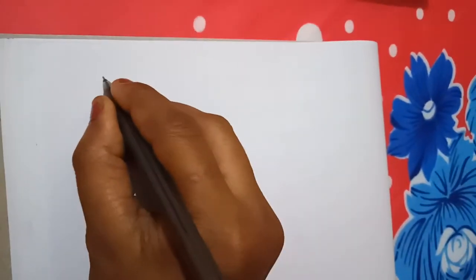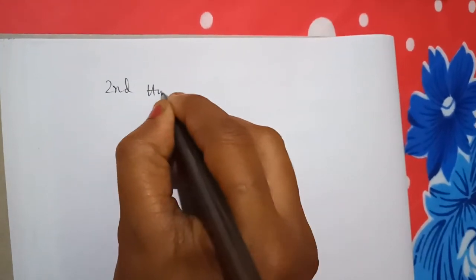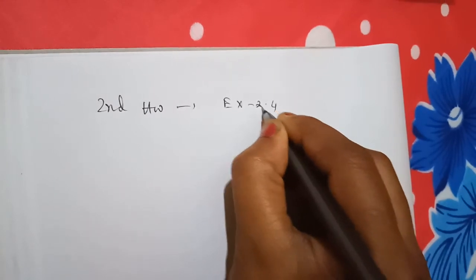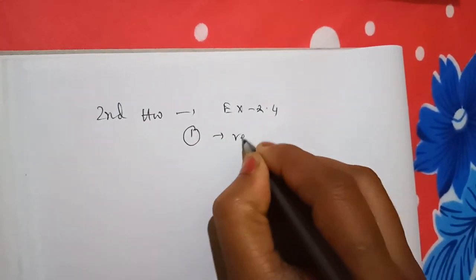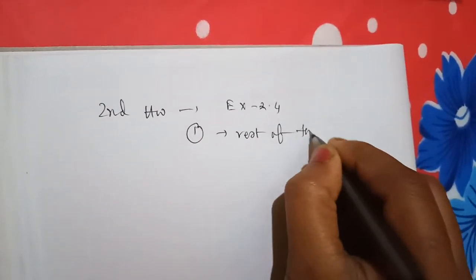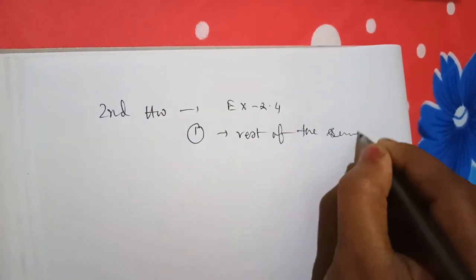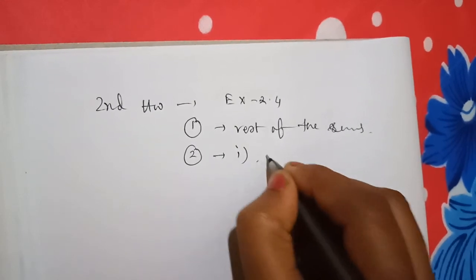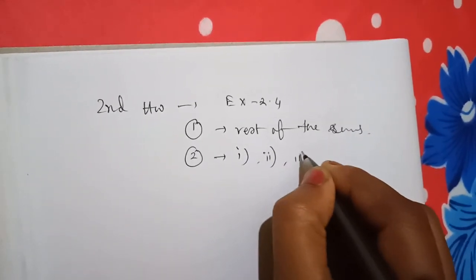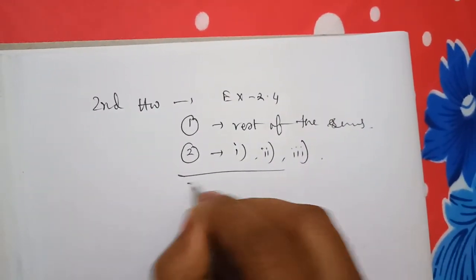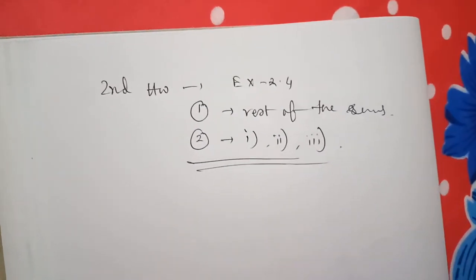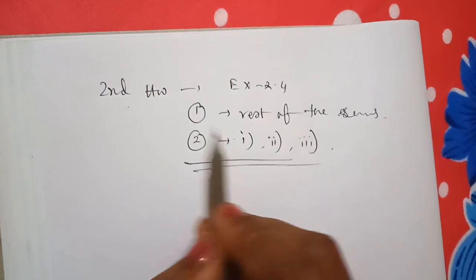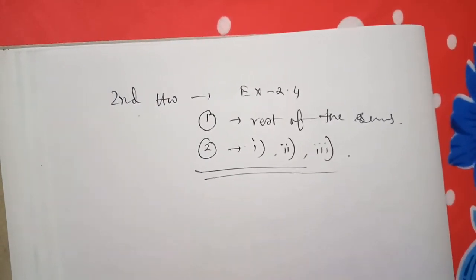So by using this, your second homework will be exercise 2.4, question number 1's rest of the sums, and number 2, all three parts. These all will be your second homework, and the first homework I have already told.